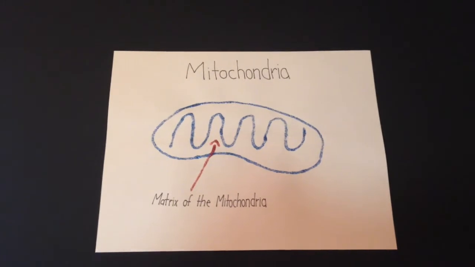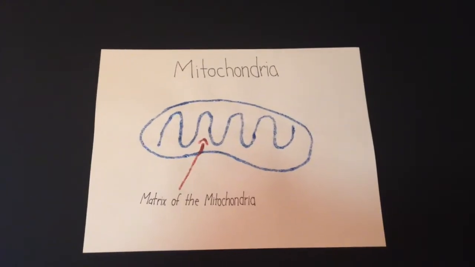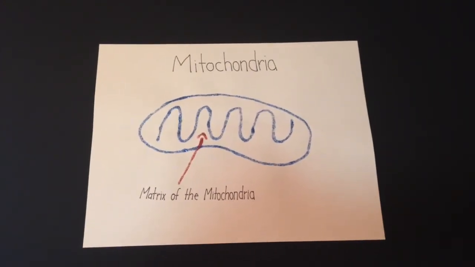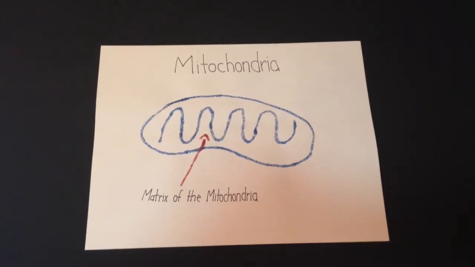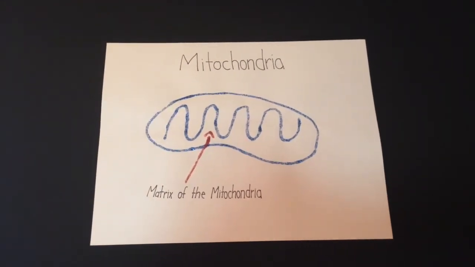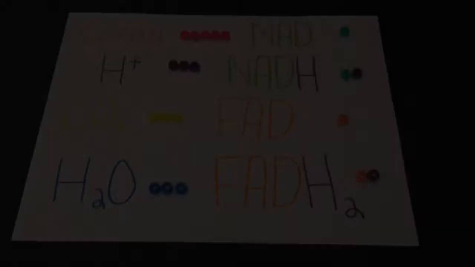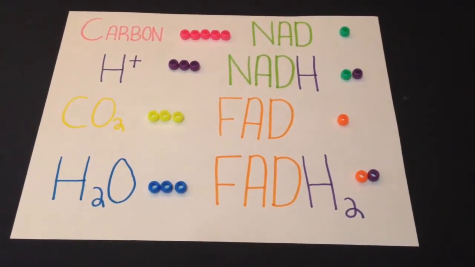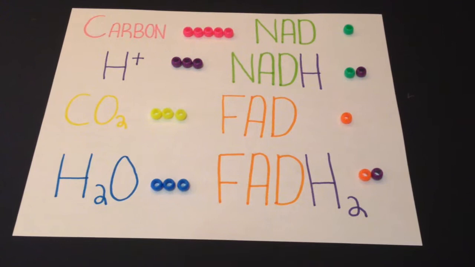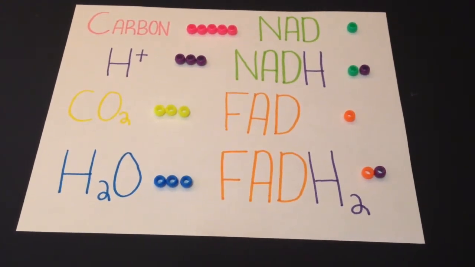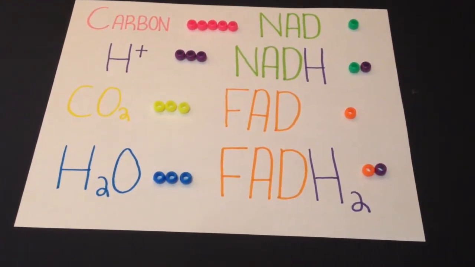oxygen to create energy. In the citric acid cycle, there are a total of 8 steps of oxidation to produce NADH, FADH2, and ATP. To demonstrate the different molecules in the citric acid cycle, I will be using colored beads to represent each molecule as I explain the process.